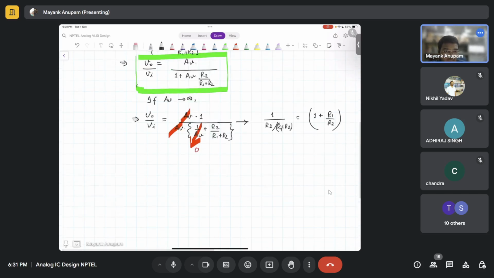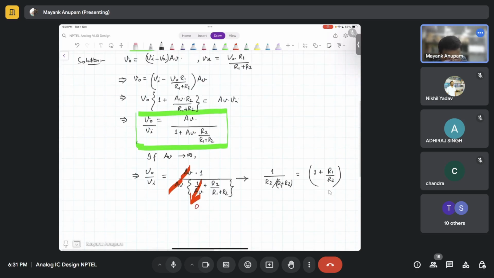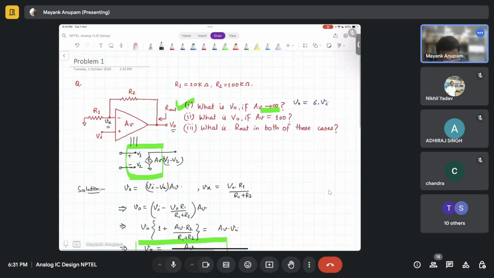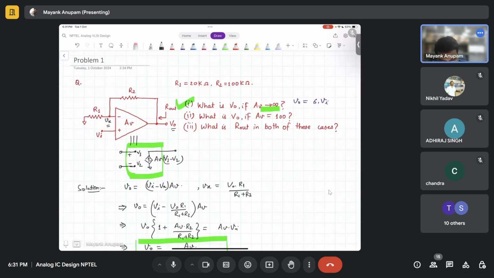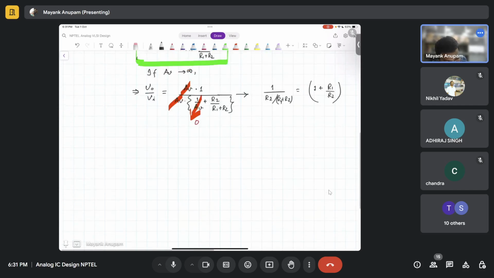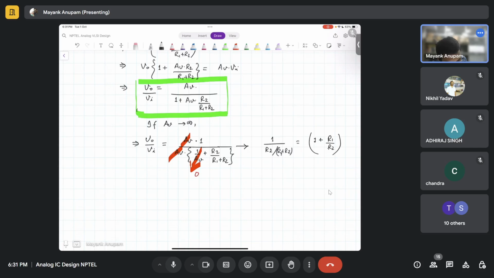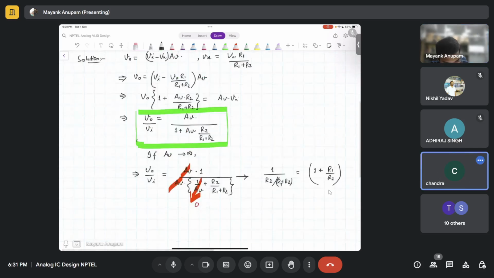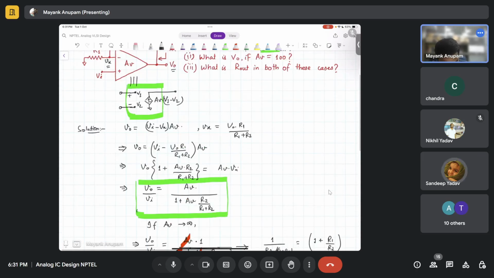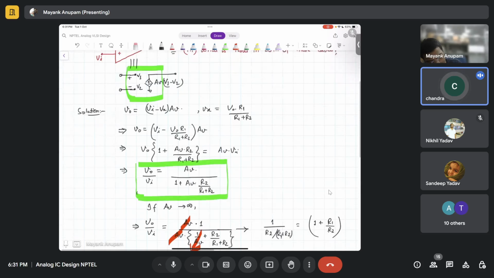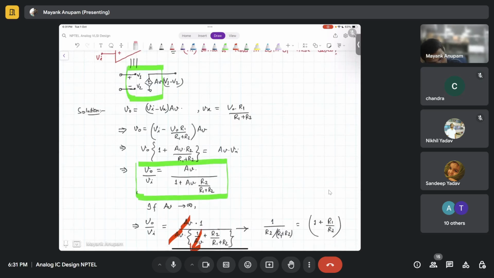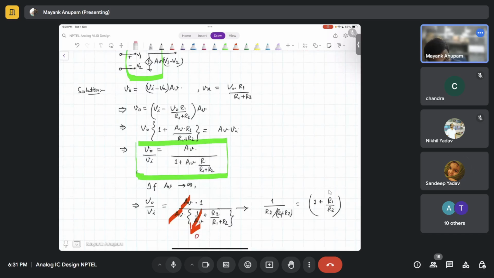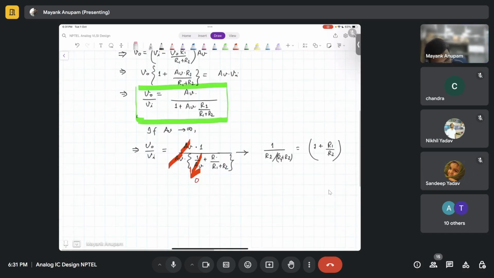Is that correct? I have made a mistake somewhere. It's R2 by R1, so it is 1 plus R2 by R1. I made a mistake here. It is R2 by R1.